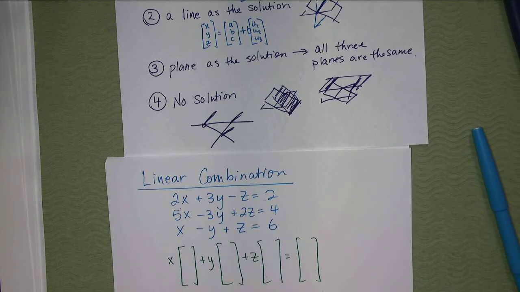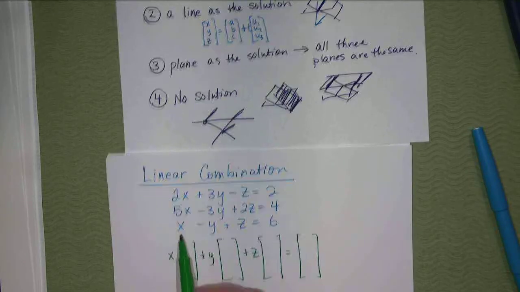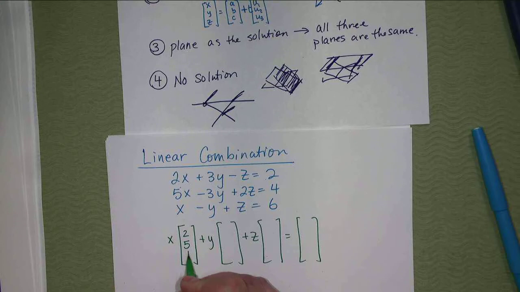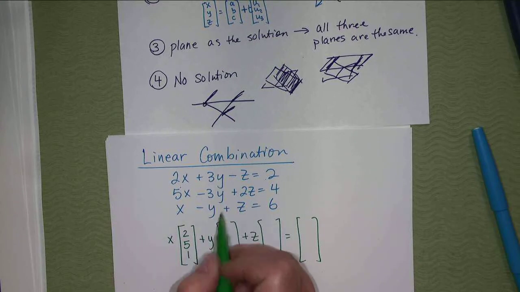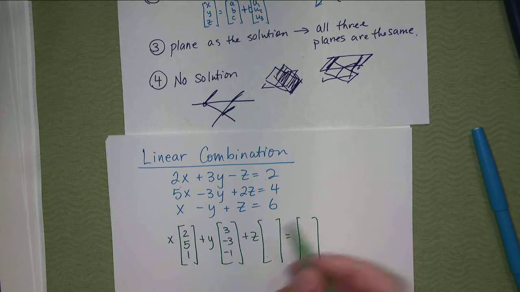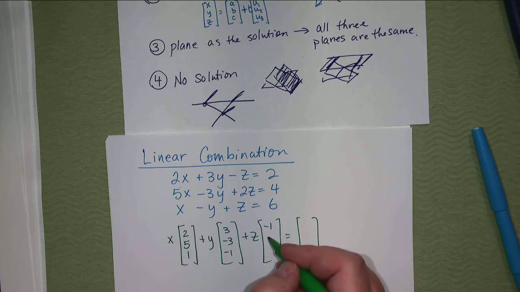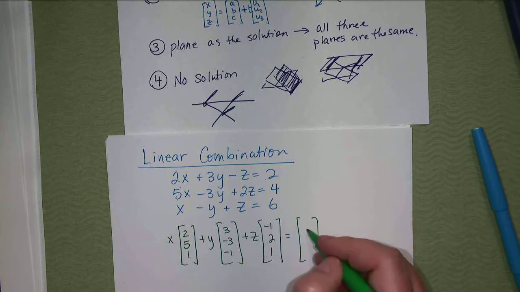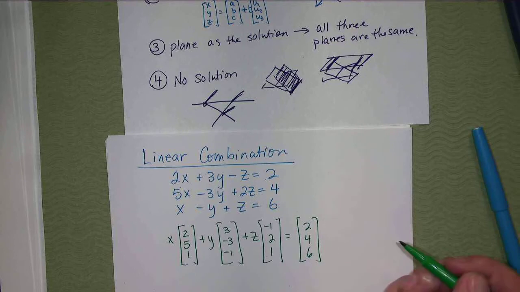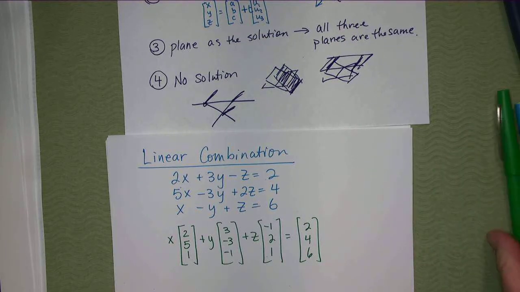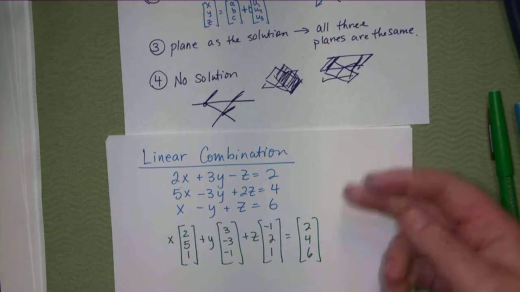And what would go here? What is x multiplied by in this first row? 2, 5, 1. And y is multiplied by 3, negative 3, negative 1. Z, negative 1, 2, 1. And on the right-hand side, 2, 4, 6. Right? So that's actually the same thing. It's just a different form.